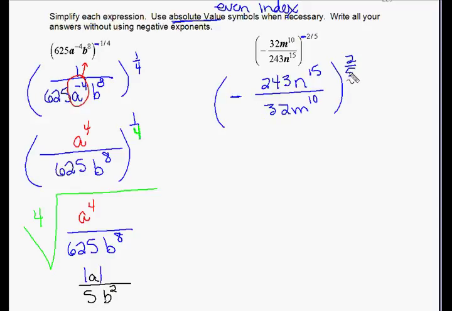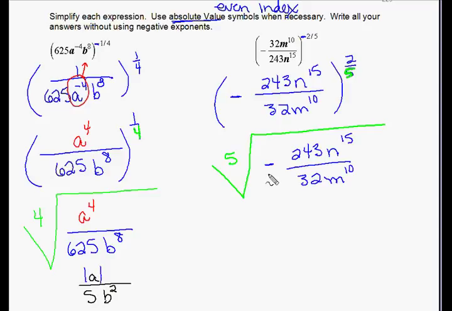Next, let's try and handle this fractional exponent. This 5 in the denominator is the index for the radical. So 5 is the index. We still have negative 243 n to the 15th divided by 32 m to the 10th, and the exponent 2 we'll handle at the end. So we need to find a number that was multiplied by itself 5 times that came out negative. Since our index is odd, it doesn't matter if it's positive or negative. We can just bring it out. So we'll have a negative answer because of this odd index.